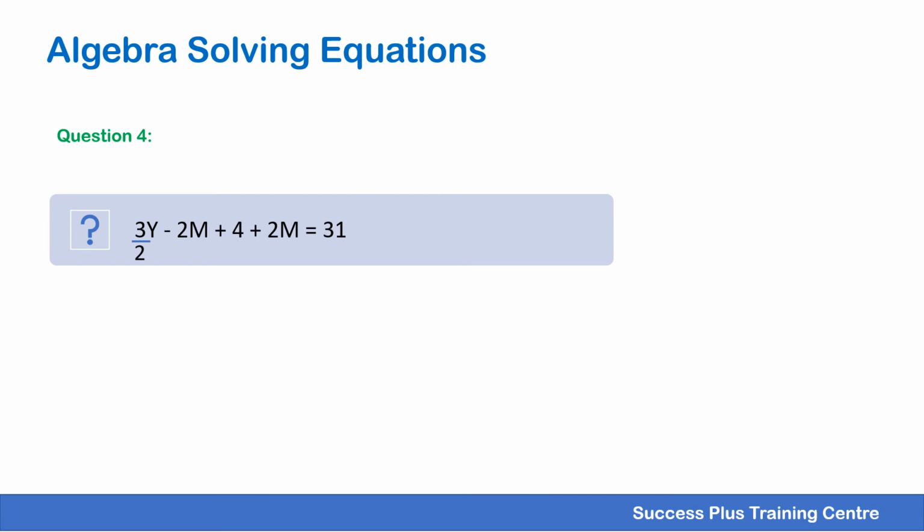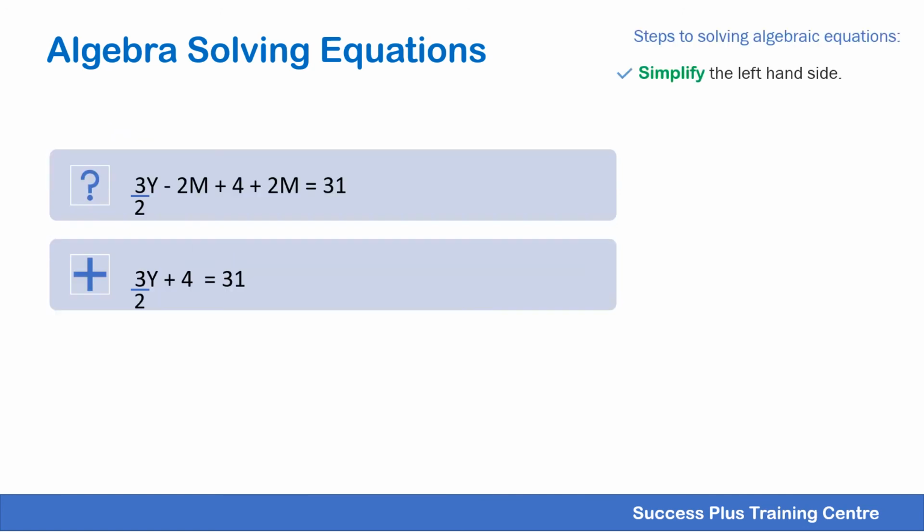So far, we were able to solve algebraic equations using the first 3 steps only. We haven't used the 4th step yet. Let's have a look at the next question. Question number 4. 3y divided by 2 take away 2m plus 4 plus 2m equals 31. Pause the video and have a go. Clearly, we have a fraction in this equation. This doesn't mean there will be any difference in terms of solving the algebraic equation. We will still have to carry on with our 4 steps to solving the equation.